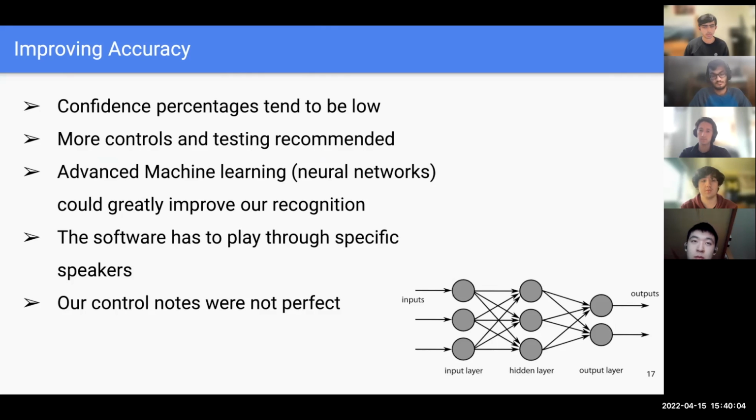And the software has to play through a specific set of speakers. So if we had a wider data set, then it wouldn't be so specific for the speakers. That wouldn't make so much of a difference. And our control notes were not perfect. We weren't able to record our controls in a completely perfect environment. So if we were able to re-record even more controls, it could help improve our accuracy too.